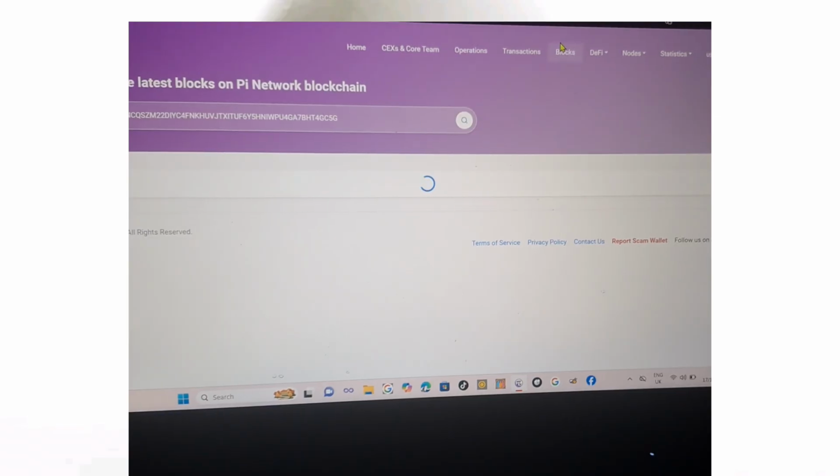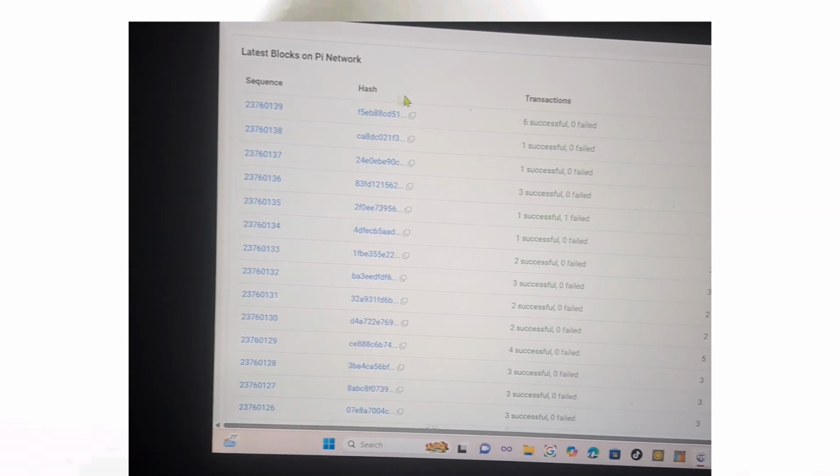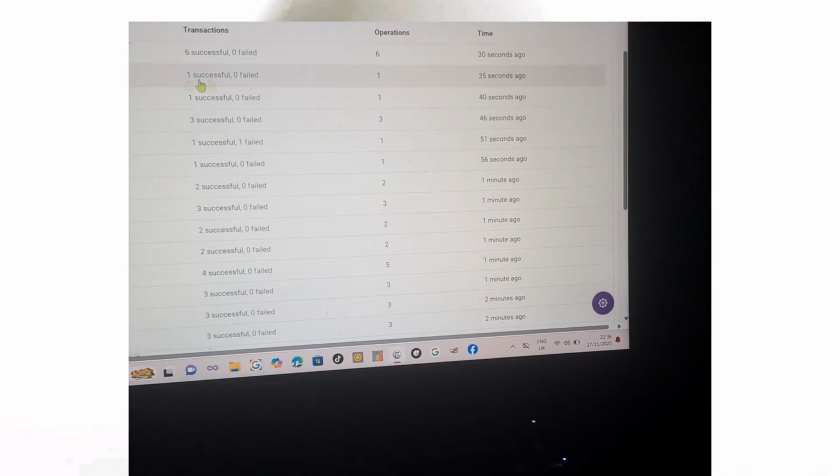So we have also the blocks in which these transactions are happening. You can see the sequence, hash, transactions, like here, the 6 successful transactions. Those transactions are the same as operations and the time at which they all happen.